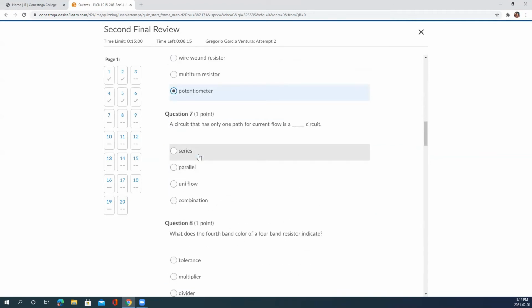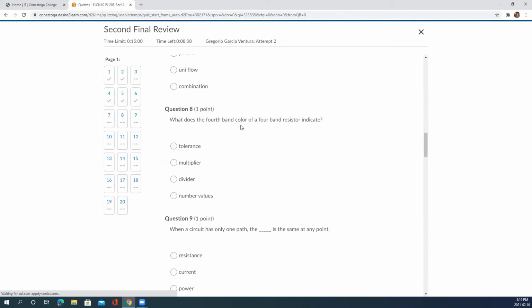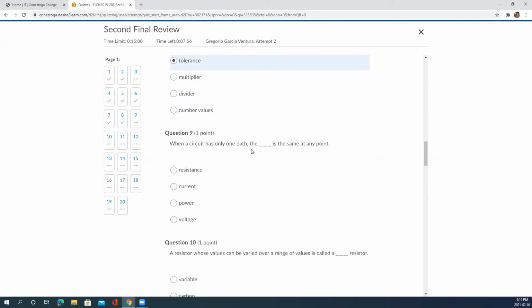A circuit that has only one path for current flow, it is what? A series circuit. Question number 8, what does the fourth band color of a 4-band resistor indicate? That's going to be tolerance. When a circuit has only one path, the blank space is the same at any point. And we already know this, because if we only have one path, it's because we have a series circuit.